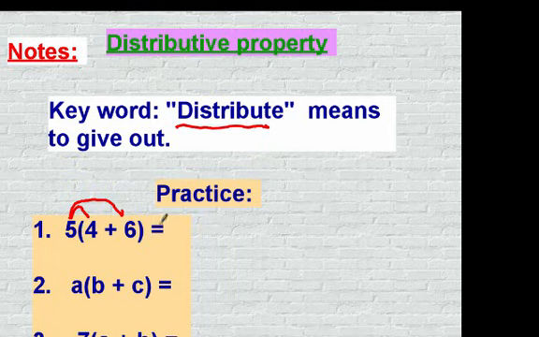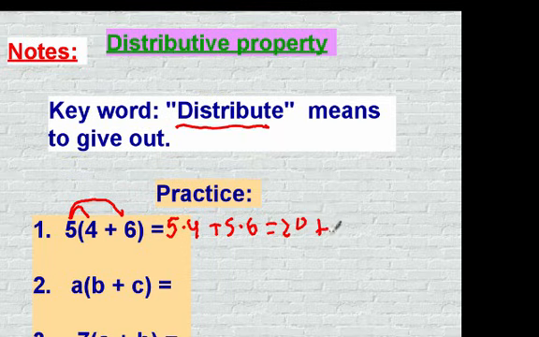So like 5 times 4 plus 6 is the same thing as saying 5 times 4 plus 5 times 6. 5 times 4 is 20. 5 times 6 is 30. And 20 plus 30 equals 50. Now if we combine these in here, we'd see that we've got 5 times 10, which is also 50. So all we're doing is we're handing out that 5.